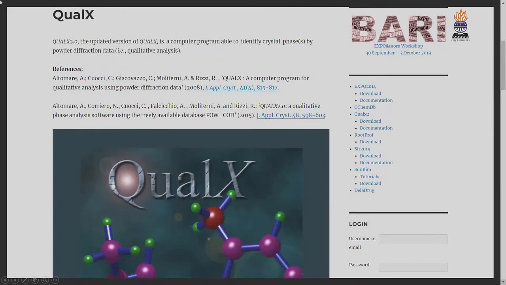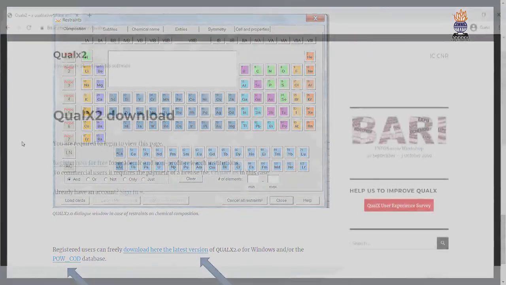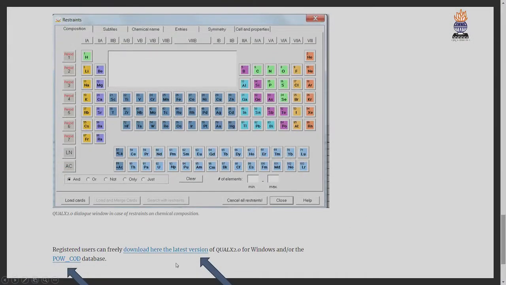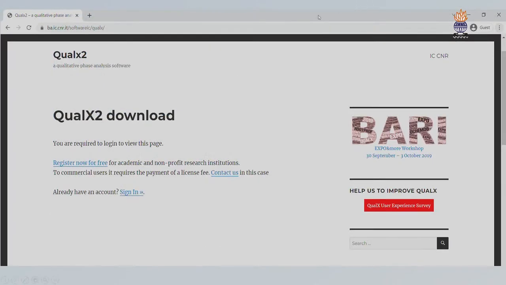Just click on Qualex, it will show you like this, and then go down and click to download the latest version of the software. But sir, is it downloaded easily? No, because you have to register for this. The registration is important: who is downloading, who is using the software, whether you are using the free version, for academic purposes, or for other purposes.